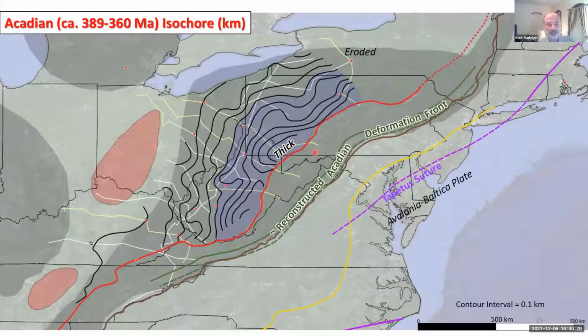So this is the isopach or isochore of the Acadian. It's a very thick, significant event. It's over 2 kilometers at its thickest, and realize, of course, that the foreland continued through this exhumed valley and ridge province here as well.